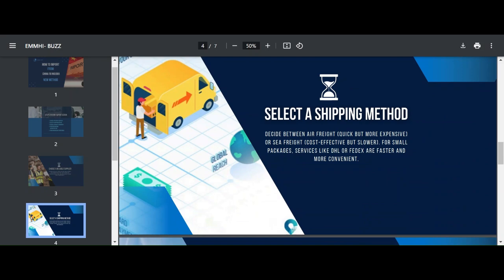The second one is select a shipping method. Decide between air freight, which is quick but more expensive. Shipping by air is very fast, but it is very expensive. But if you have the money, you can make use of shipping by air. The other option is sea freight, which is cost effective but slower. It's very cheap but very slow to reach you, and it might take many days sometimes.